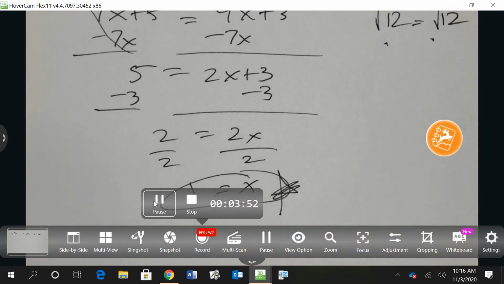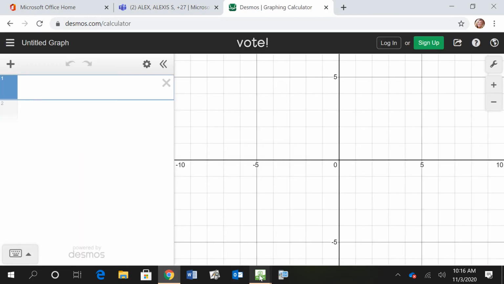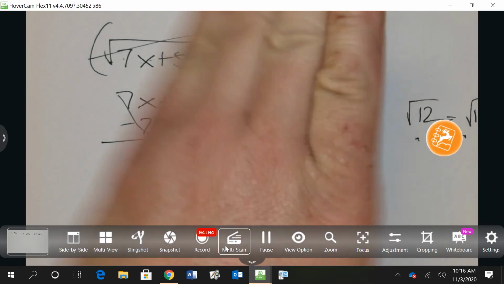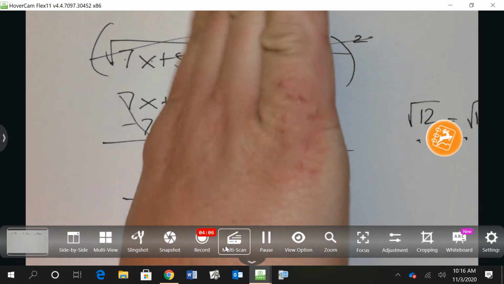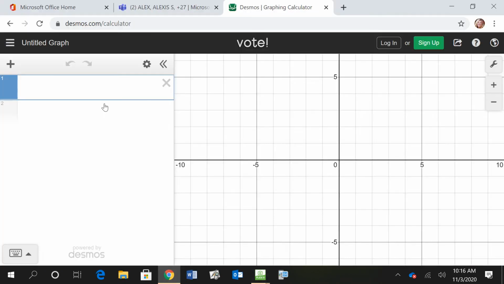Is there another way that we can do it? I'm going to flip from this screen now to Desmos. If you go into Desmos, we are going to think of this as now 2 equations. That's one equation, and that's the second equation. And I want to see, where do they intersect on the graph?